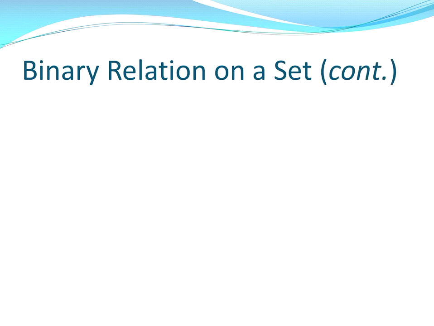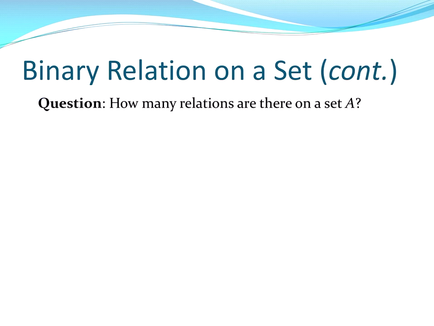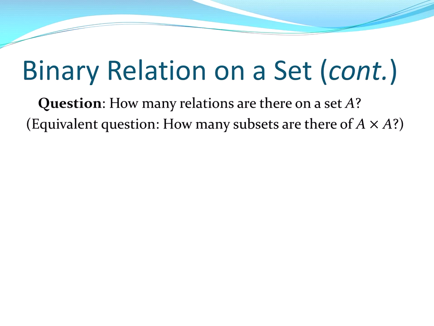Let's take a look at an example. There's first a question. How many relations are there on a set A? Well, the relations on a set are binary. In other words, it is equivalent to asking how many subsets are there of A cross A. And we know how many subsets there are of a set from our power set calculation.